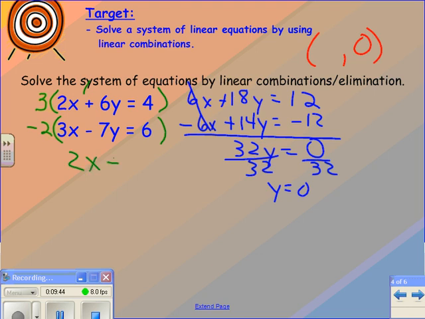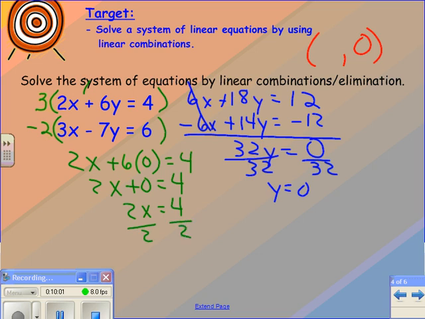So I have 2x plus 6 times 0 equals 4. So then doing the multiplication, I have 2x plus 0 equals 4. Well, adding anything to 0, as you know, doesn't change what you've got, so that's just 2x equals 4, and that's easy to find out what x is by dividing both sides by 2, and x is equal to 2. So I'm going to put that up here in my parentheses. So the solution to this system of equations is (2, 0).